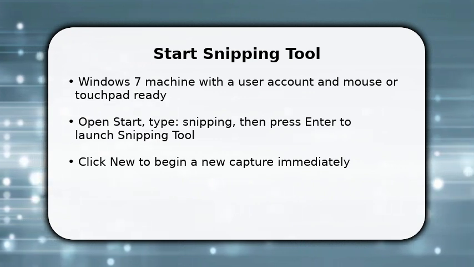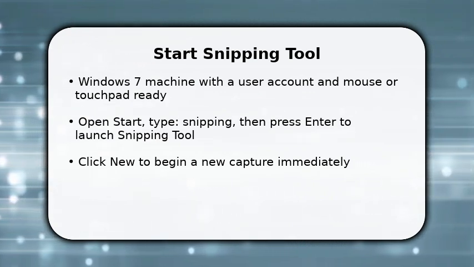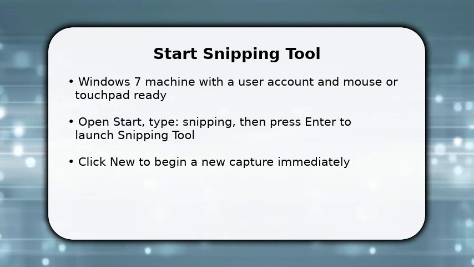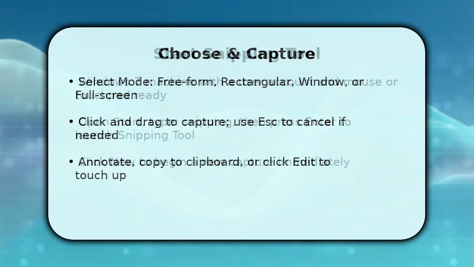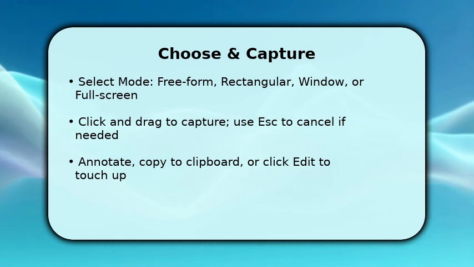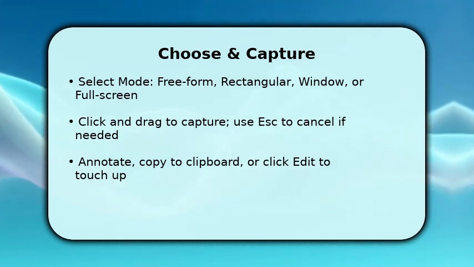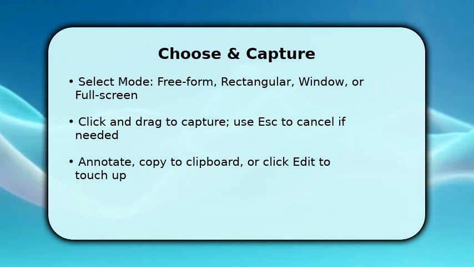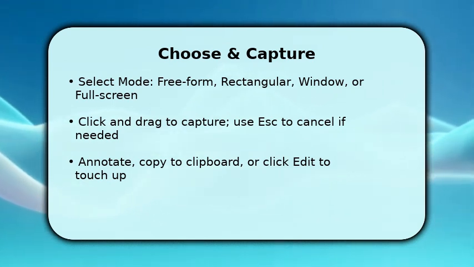You do this because starting immediately preserves the exact screen state you need, and New puts the tool into capture mode so you can select the area. Once New is active, choose the mode that fits your goal because each mode captures different shapes. Rectangular is fastest for UI, window captures an app, full screen grabs everything. Click and drag precisely to include or exclude elements. Release to finalize the snip.